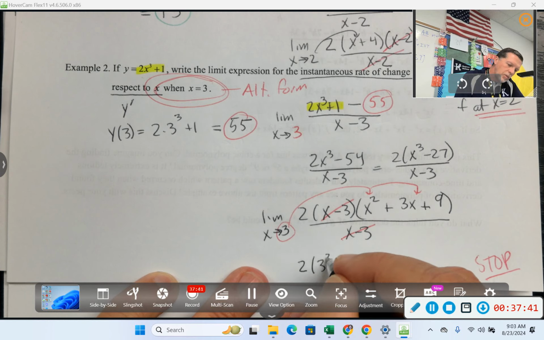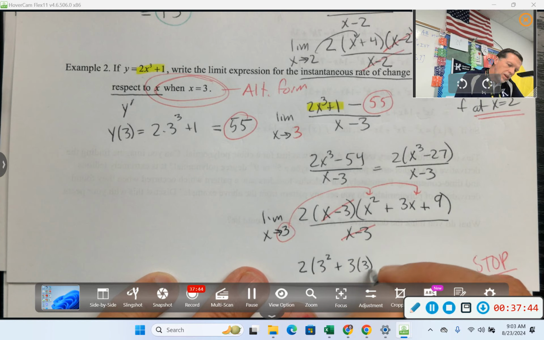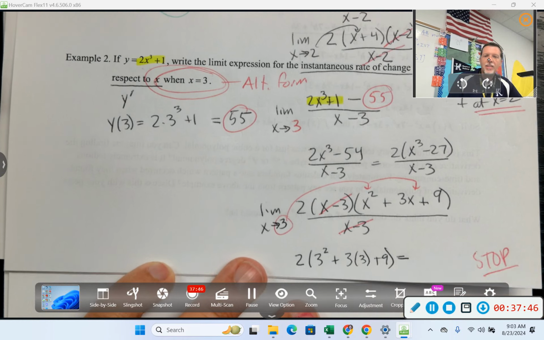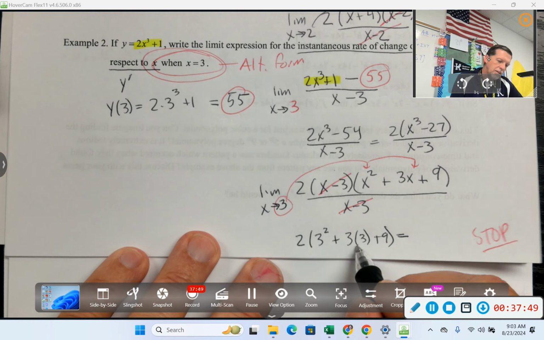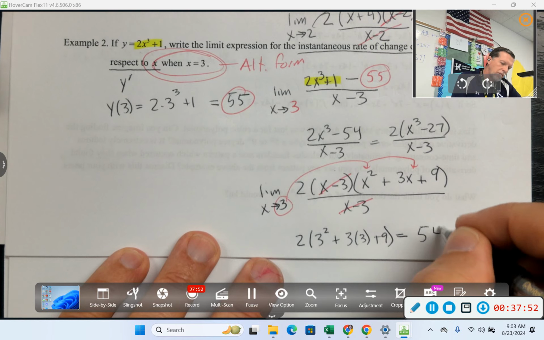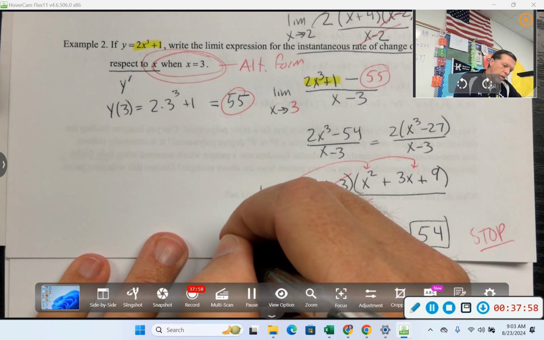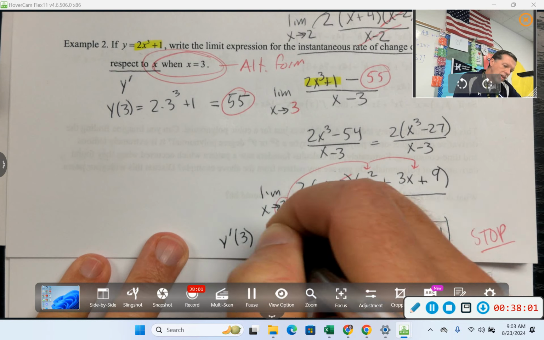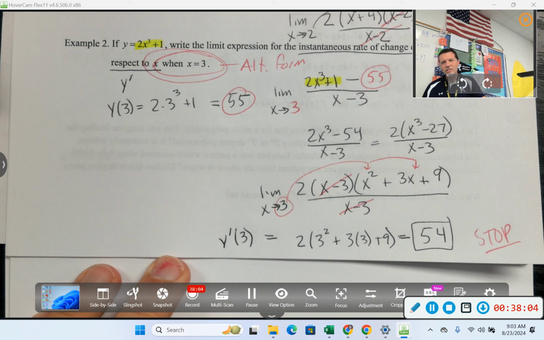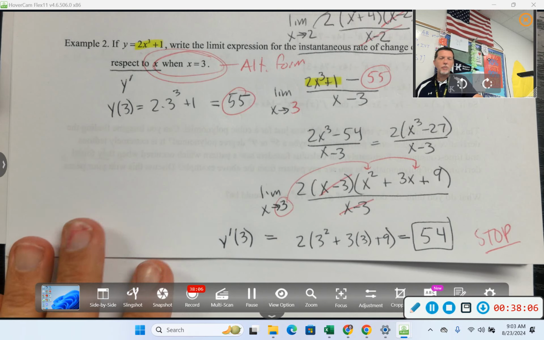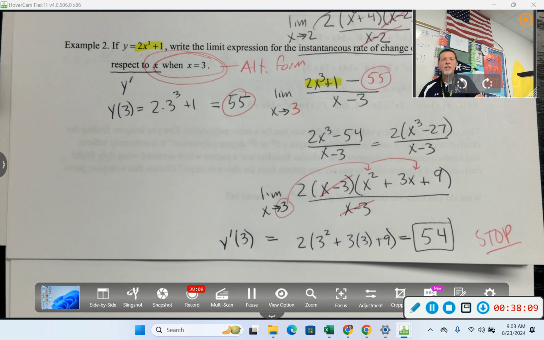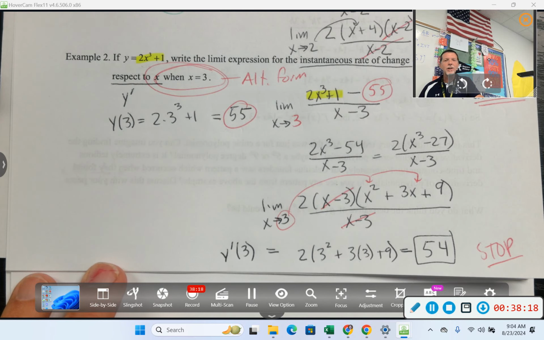2 times 3 squared plus 3 times 3 plus 9. I could leave that as a safe stop. 9 plus 9 plus 9 is 27, times 2 is 54. Which is y prime at 3. The slope of the tangent line at x equals 3 is 54. If you wanted the slope somewhere else, this would be the drawback of the alternative form. So you do that work, and then someone says, well, but what about at x equals 4? What is it at x equals 4? Like, I don't know. I got to go do all of this again.